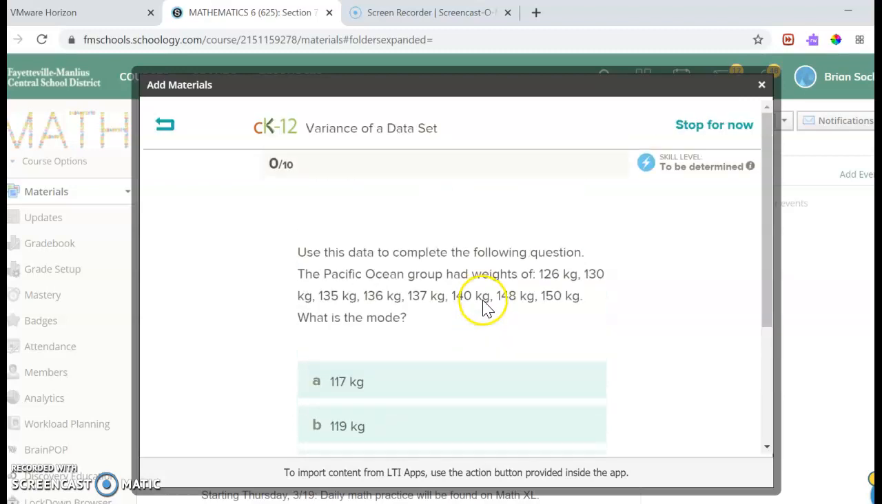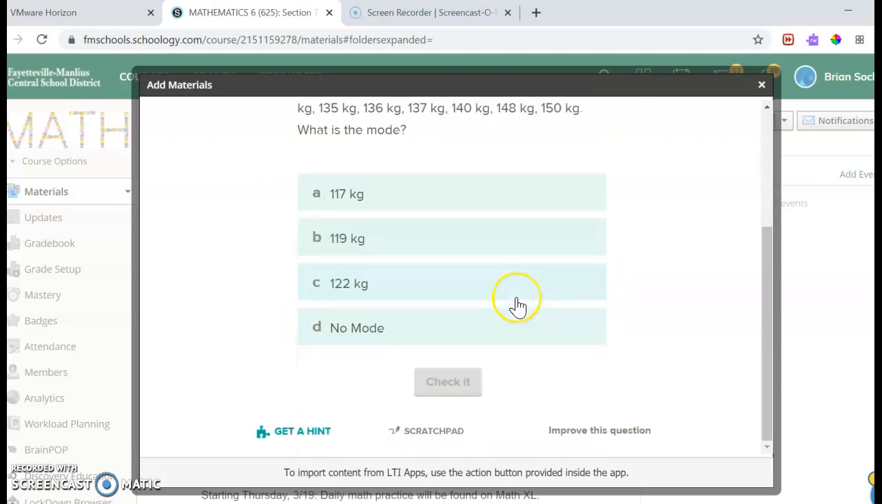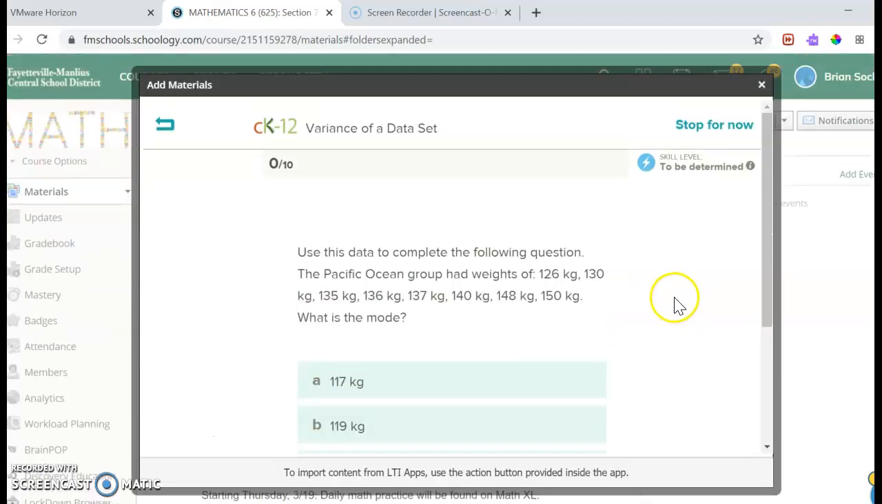Okay, so some of these questions are review. All right, what is the mode? We've done enough with mode that you know that's the most frequent. And you're going to go ahead and answer the 10 questions. I'm just going to stop for now.